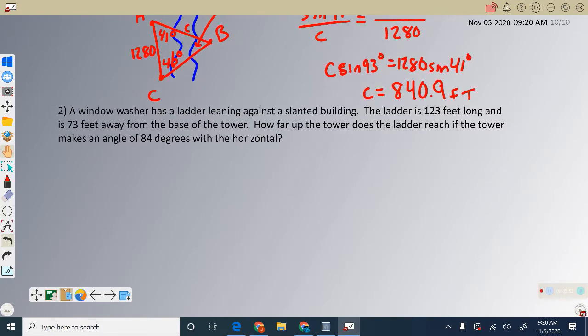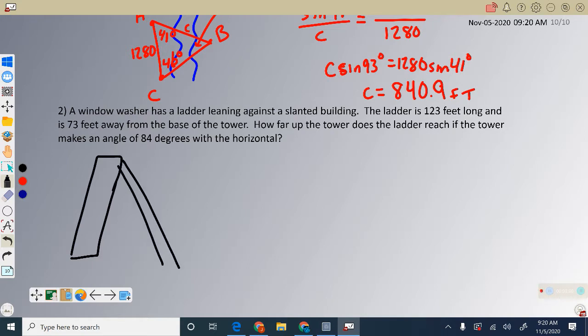Let's look at now one here with the window. A window washer has a ladder leaning against a building, so there's my lovely building, and here's, well, the building isn't straight up and down, so let's try that again. How about, it's a slanted building, so kind of like the Leaning Tower of Pisa. There's the building, here's your ladder leaning up against it, and that can complete my triangle. The values that I know here, the ladder makes an 84 degree with the horizontal, so that's your 84 degrees. The ladder is 123 feet long, and it says that it's 73 feet away from the base of the building.